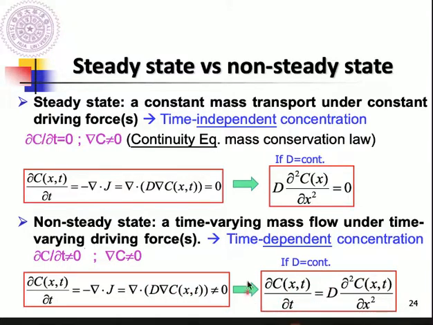So for non-steady state, the concentration profile of the diffusing atoms will change with location and time. But for steady state, the concentration profile of the diffusing atom only changes with location. So as long as you solve this diffusion equation, you can get the concentration profile during your diffusion process.